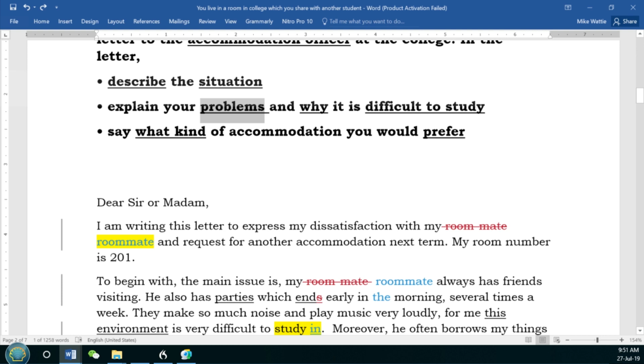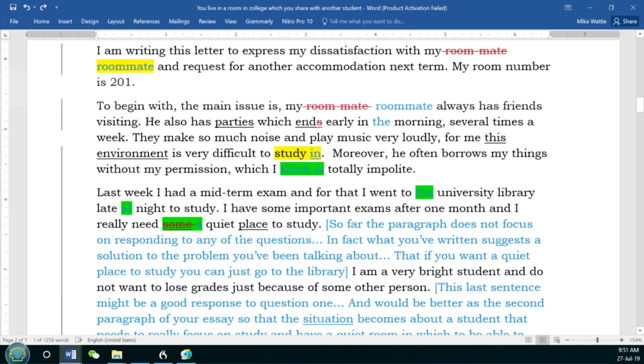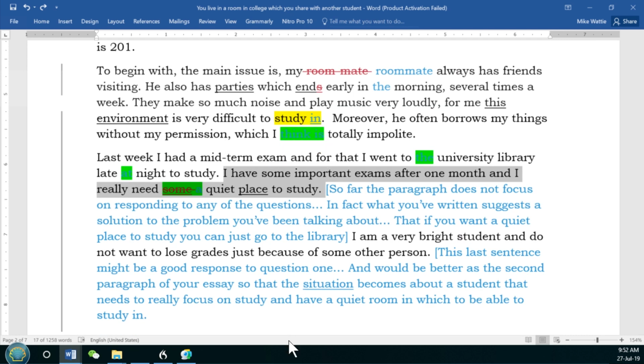If you can just go to the university library, then why is it a problem to have a noisy roommate? The next sentence doesn't really help. "I have some important exams after 1 month, and I really need a quiet place to study." Well, you've found one, the library. Just go to the library.